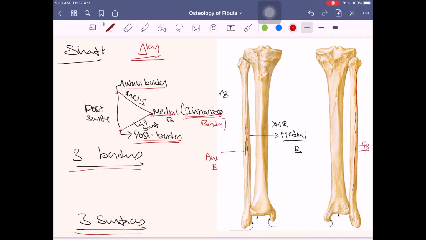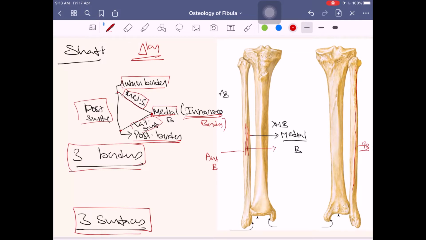In the app again I'll show you these borders, and apart from these three borders, it has three surfaces also between these borders. Between the anterior and the medial border, you got the medial surface. Between the medial and the posterior border, you got the lateral surface, and between anterior and posterior border, you got the posterior surface.